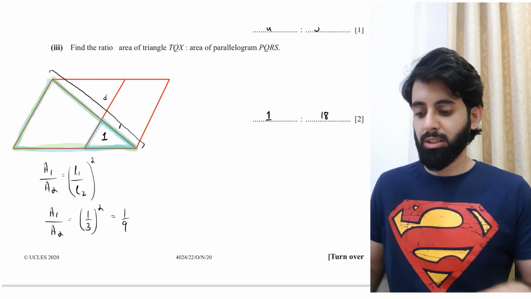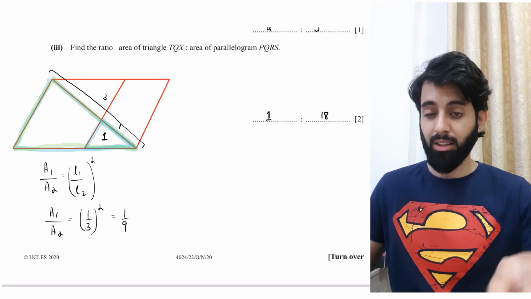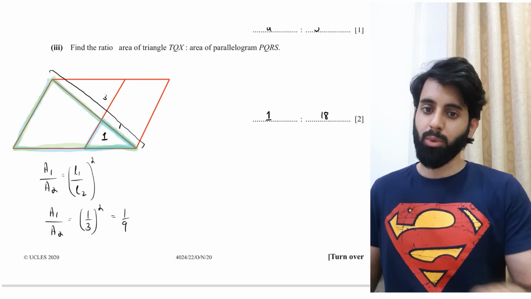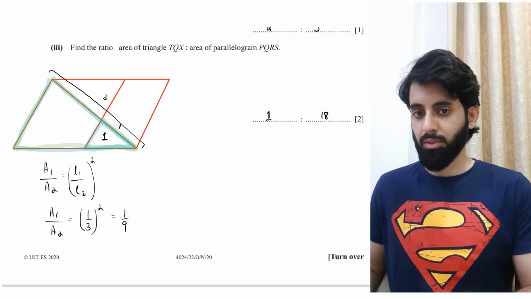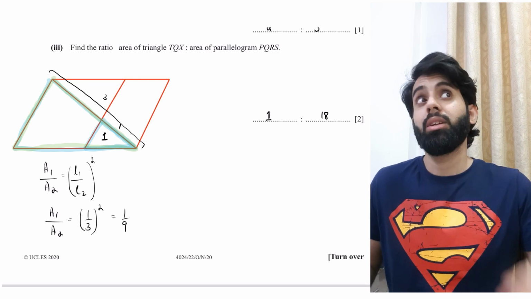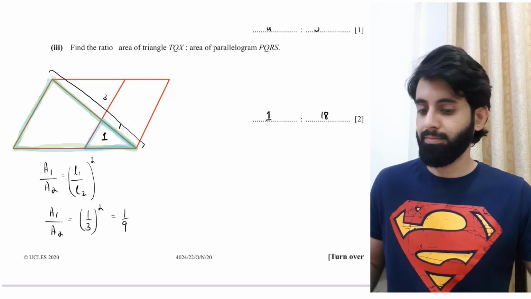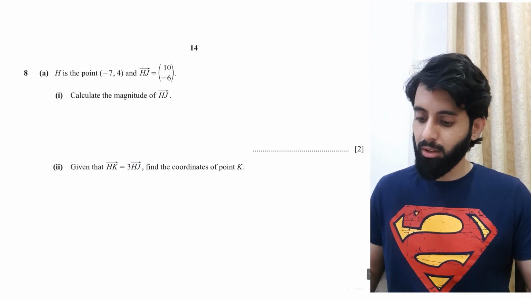The reason I'm saying this is that a lot of students don't realize that the 2 objects are not similar. In fact, they're completely different shapes, like one is a triangle and one is a quadrilateral, and they end up using this formula. That doesn't work. For this formula to work, the 2 objects need to be of the same shape, and they also need to be similar. So remember that.